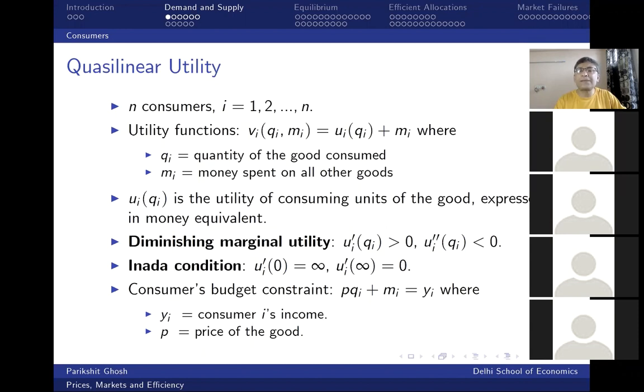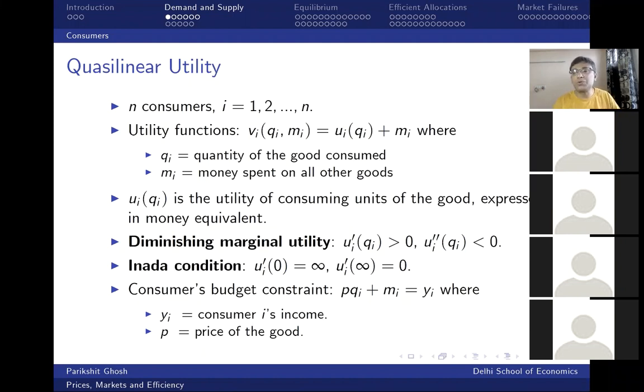Now, what does that mean, right? So this function could spit out a value like, for example, if I buy 3 units of bread, that gives me a utility of 25 rupees, okay? What does that mean? One way to think about it is in terms of willingness to pay, right?